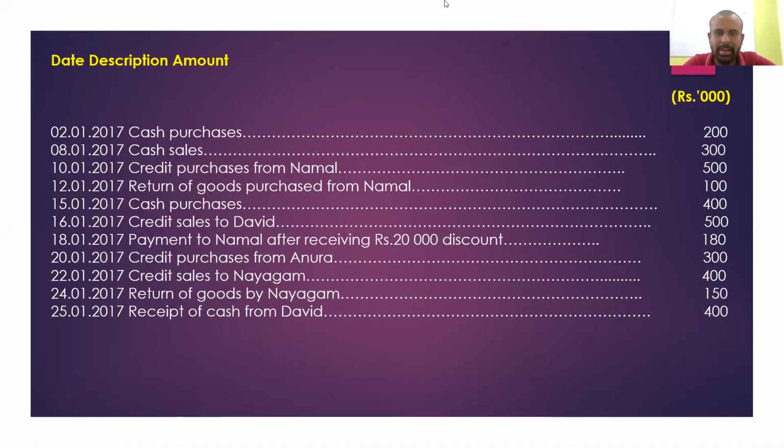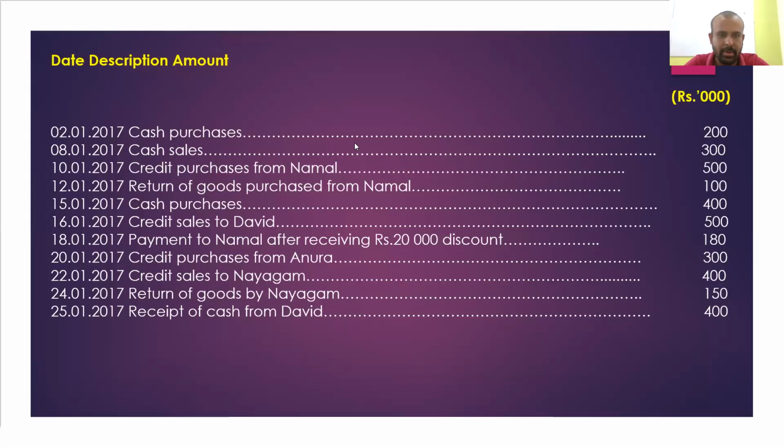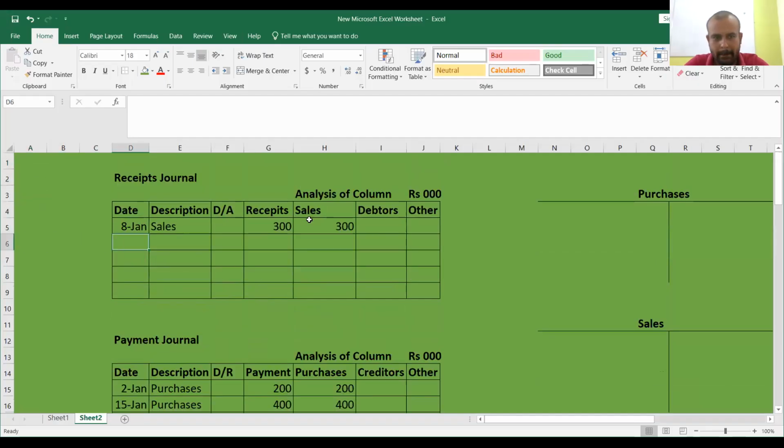Receipts from David, 400. Cash receipts from David, it's rupees 400. 25th January. Cash receipts, receipts journal. It will be recorded in the debtors column, rupees 400.